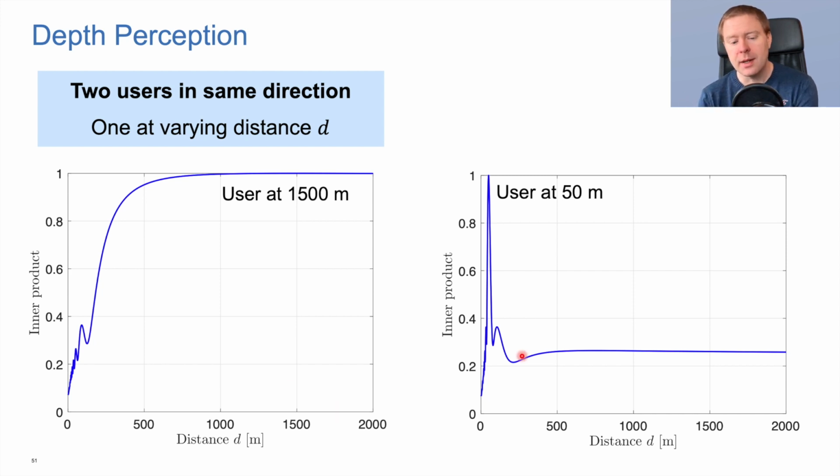And we can see the effect even more clearly if we have one user at 50 meters and then we're moving around that user. So we have one user that is fairly close to our array. In that case, if the other user is also at 50 meters, then they have the same channel. But as soon as you move just a few 10 meters away from the user, we will have a large drop in the inner product between these channel vectors. And that is then resulting in the fact that we can see the difference between the users even if they are in the same angle because they are at different distances. And that ability to do that is better the closer we are to the array.